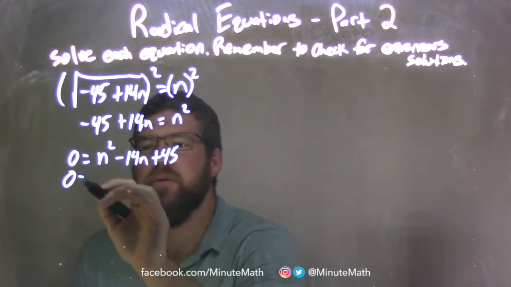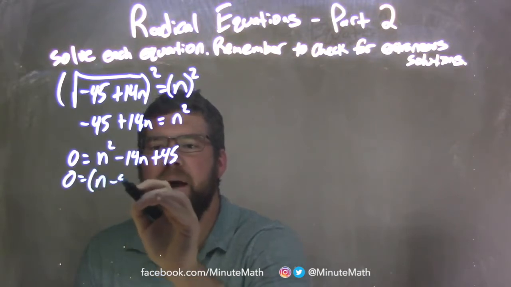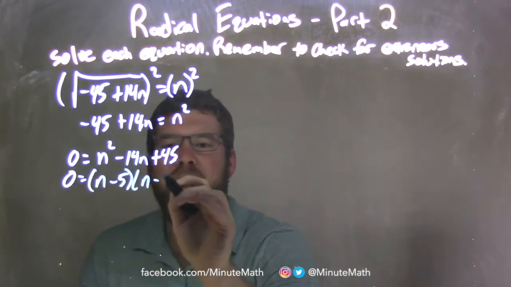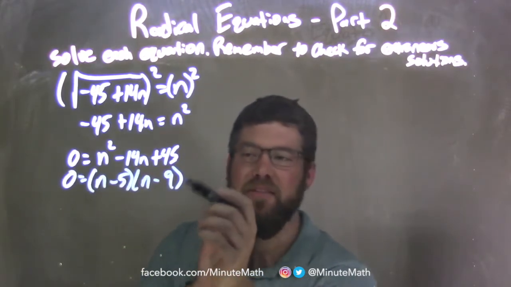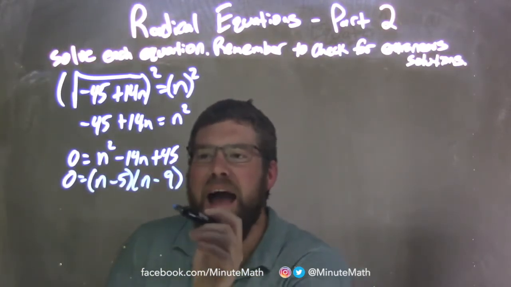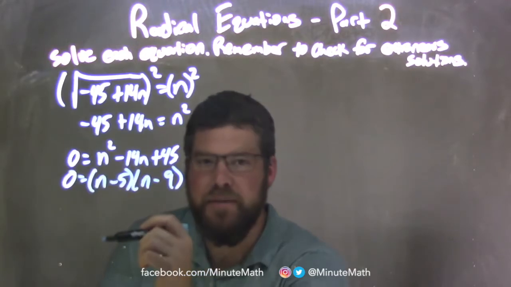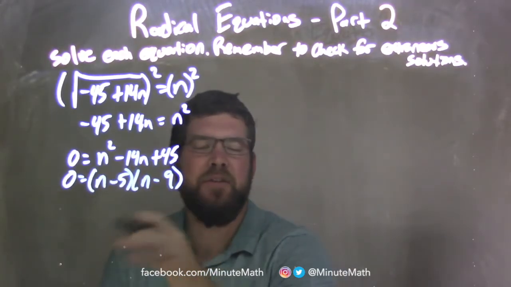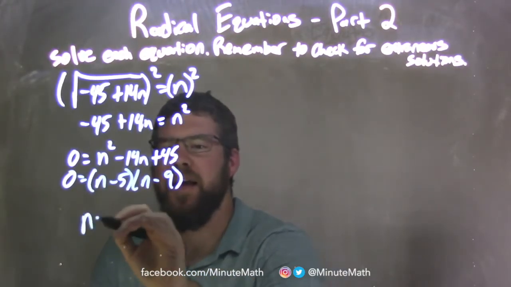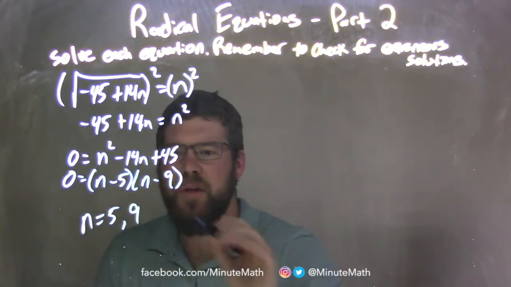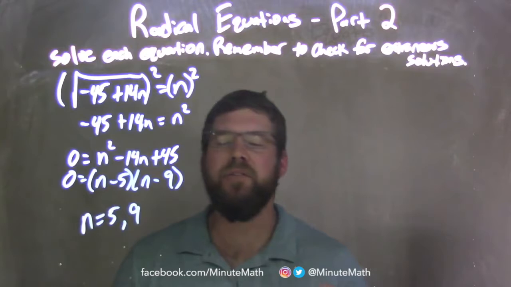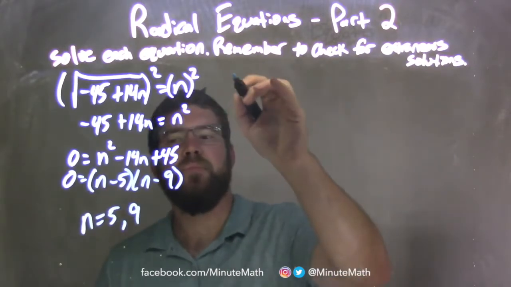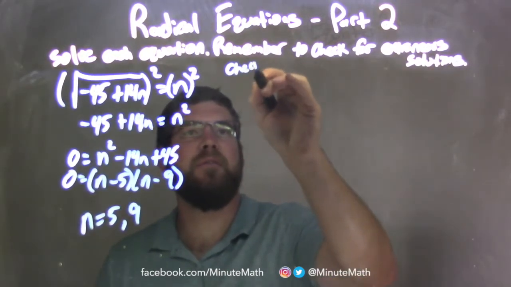So we have 0 equals n minus 5 times n minus 9. 9 times 5 is 45. Negative 9 times negative 5 is also 45, but they also add to be negative 14. So now we can set both of them individually equal to 0, and we get n equals positive 5 and a positive 9. But our work isn't done. We need to check for our extraneous solutions. So we do our check here.